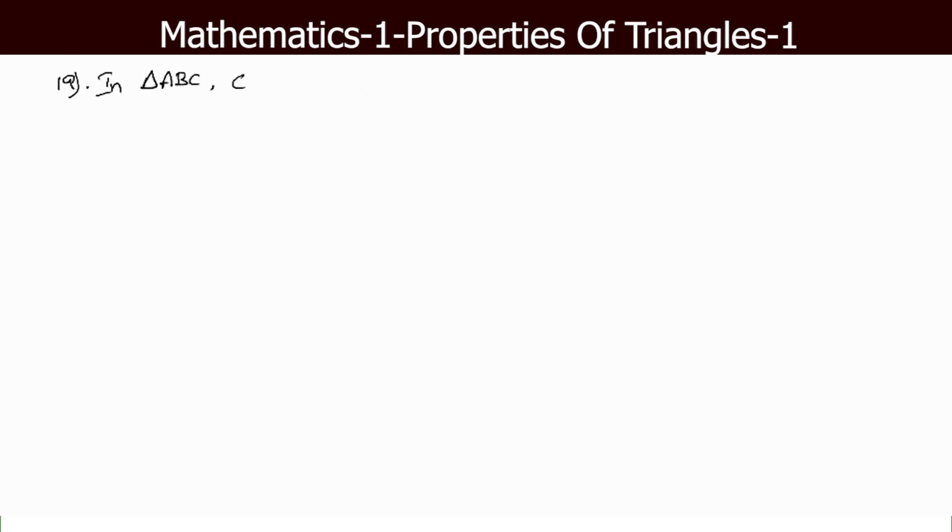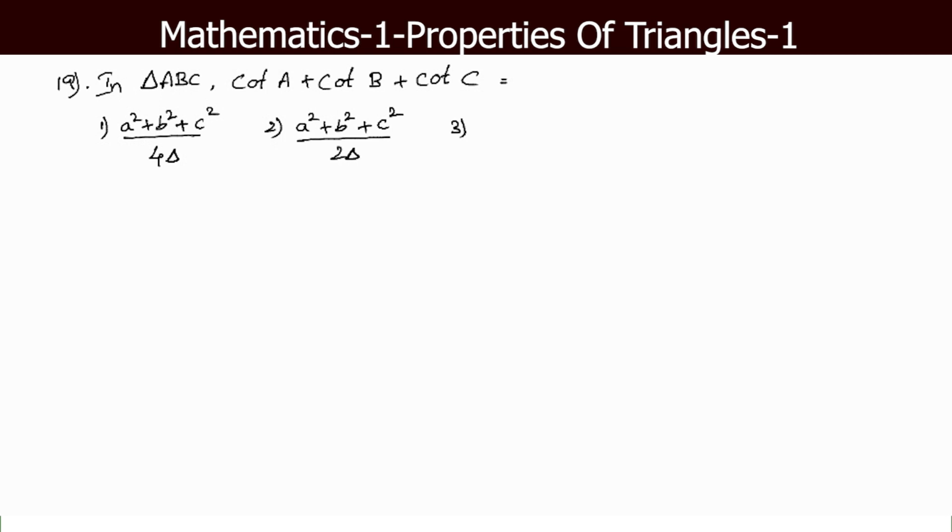In triangle ABC, cot A plus cot B plus cot C is equal to: 1, A square plus B square plus C square by 4 delta; 2, A square plus B square plus C square by 2 delta; 3, S by 2 delta; and 4, A square plus B square plus C square by delta. Of course, this is a very standard problem, and it may be worked out in many textbooks.